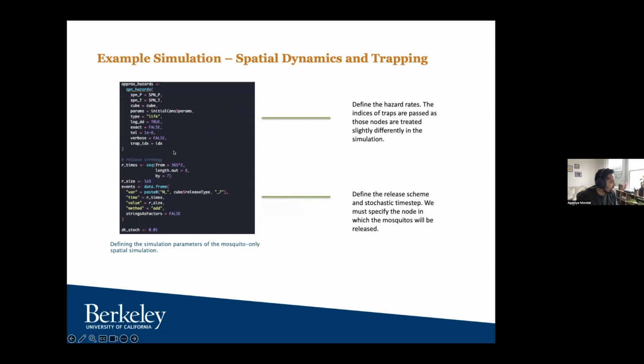And then again, we determine the hazard functions. Right now, we're not doing any time-varying hazards, so these are all just the default static hazards. But if you want any of them to be externally driven by data, then you can parameterize that there and write your own custom hazard functions for that. And then again, we set up the events vector or matrix, which just says the release time, the release scheme. The only thing that's a little different here is that we have to specify which node we're releasing in.